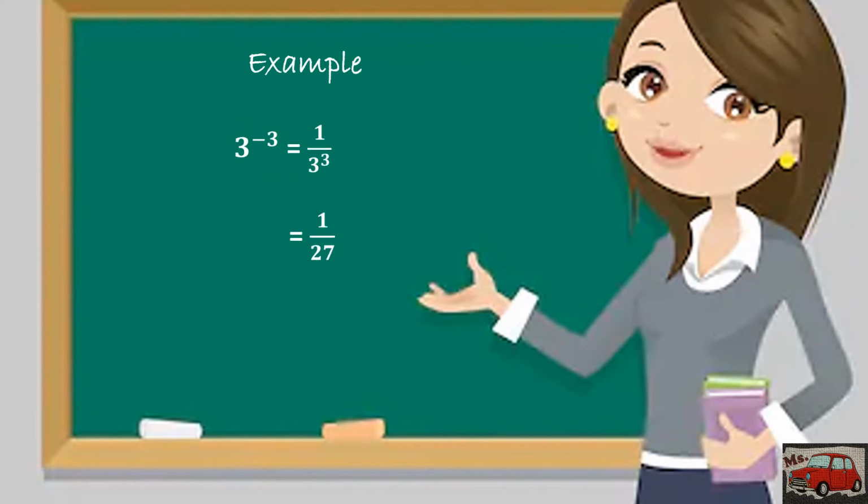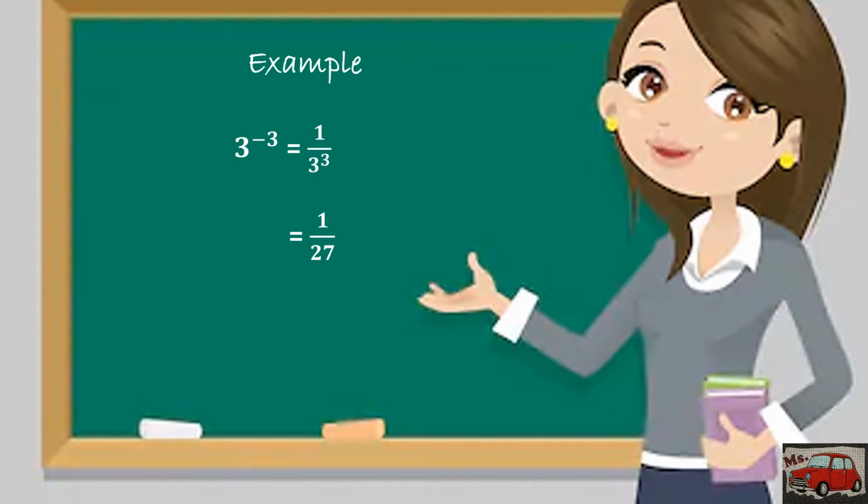In this example, we have a negative exponent. And then, if you remember, if we have a negative exponent, we'll just get the opposite, right? So, 3 raised to negative 3 will become 1 over 3 raised to 3. And the answer is 1 over 27.